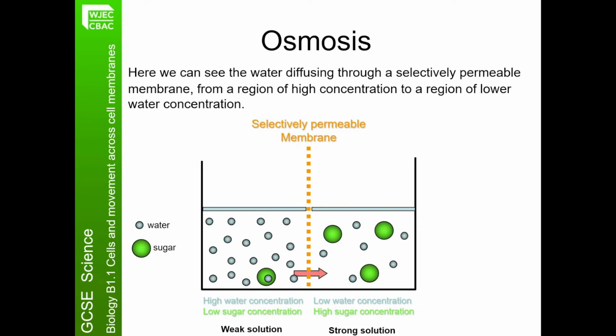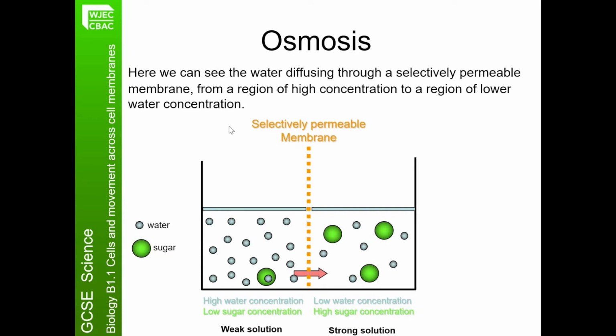molecules. Just like diffusion, substances move from high to low. Water molecules are going to move from where they are in high water concentration to where they are in low water concentration through a semi-permeable membrane. So we can see our definition at the top. We can see the water diffusing through a selectively permeable membrane. Remember, semi-permeable can be used as well, or even partially permeable, I've seen in some books, from a region of high concentration to a region of lower water concentration.